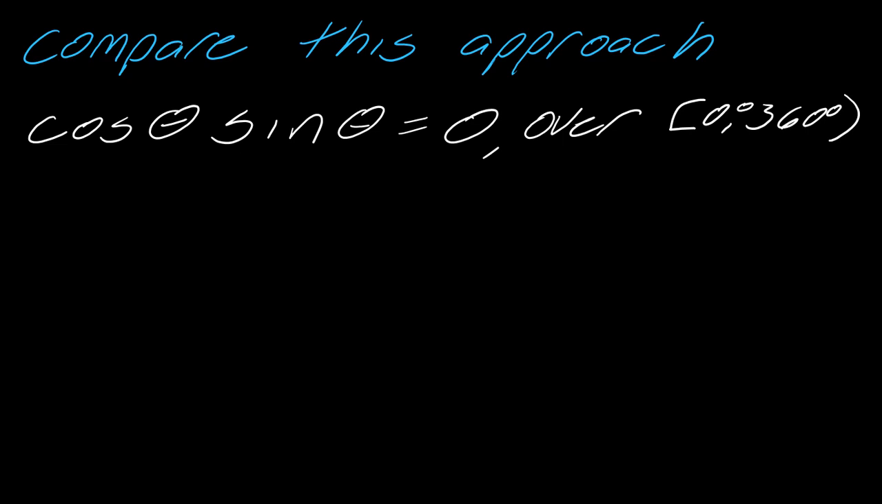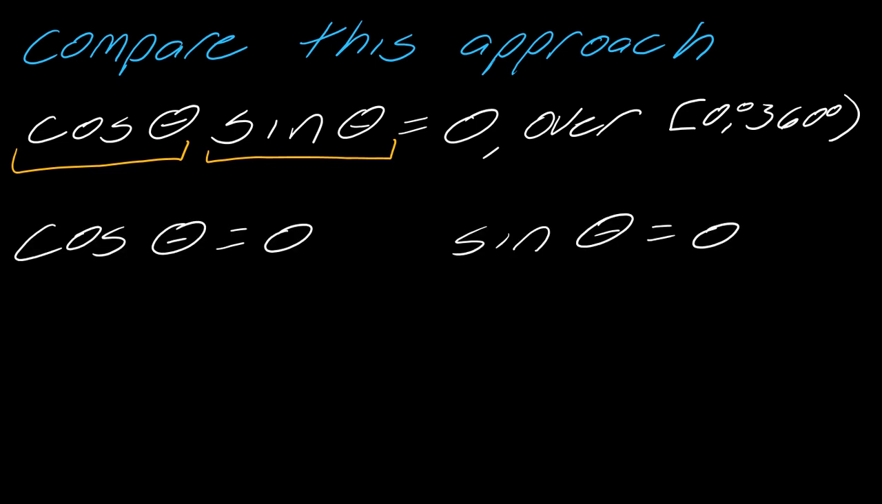But we can still use the zero factor property with trig. So now I've got cosine of theta times sine of theta equals 0 over this interval. What that means is either cosine or sine, one of those has to equal 0. So I break them up into two separate factors and set each factor equal to 0. And then I just use the unit circle.